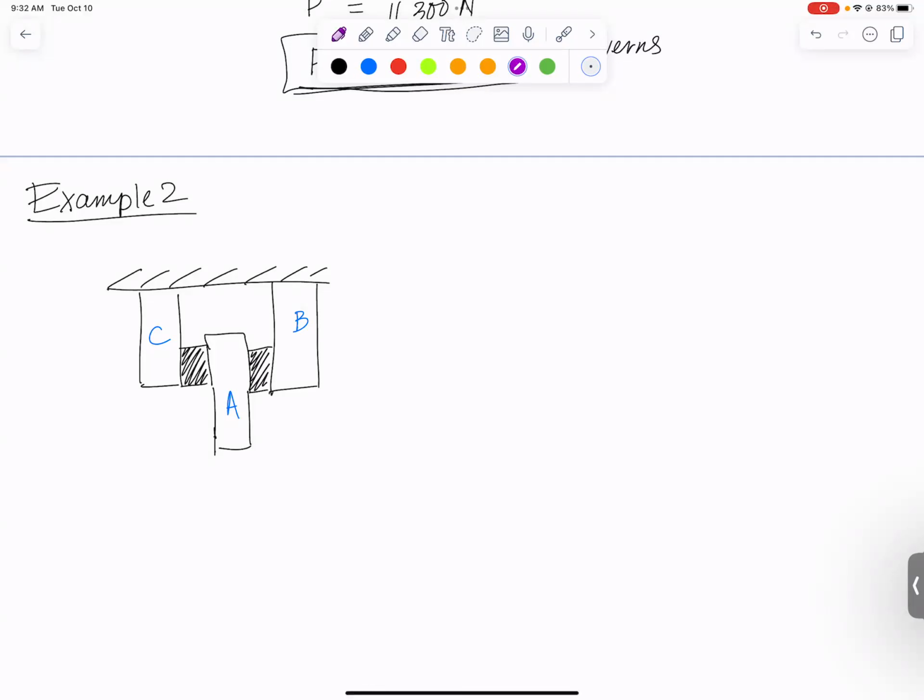And I have a downward 50 newton force being applied to member A. And the idea is that that's going to put those rubber pads into shear. It's going to tend to want to shear them downward, or shear them by the downward motion of that bar A in the middle. The rubber pads both have a width of 40 millimeters.